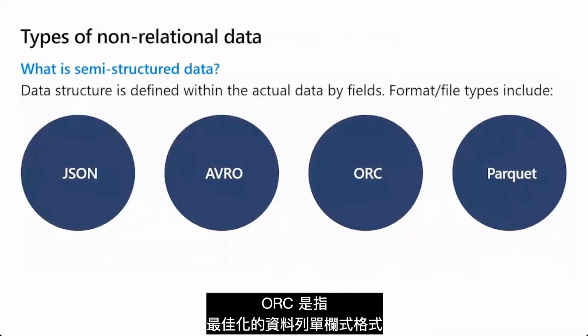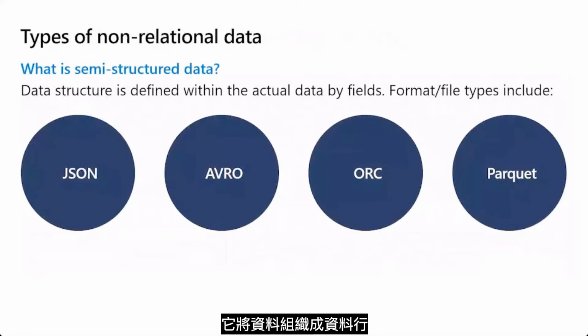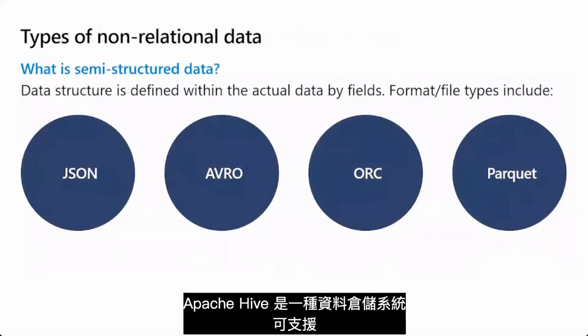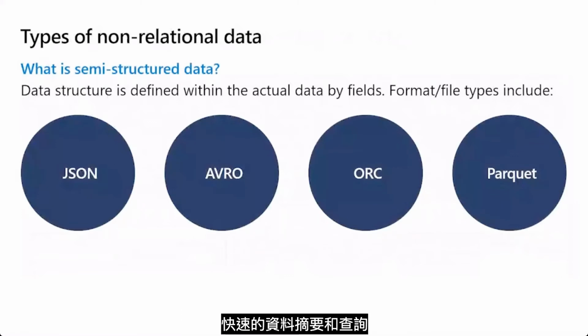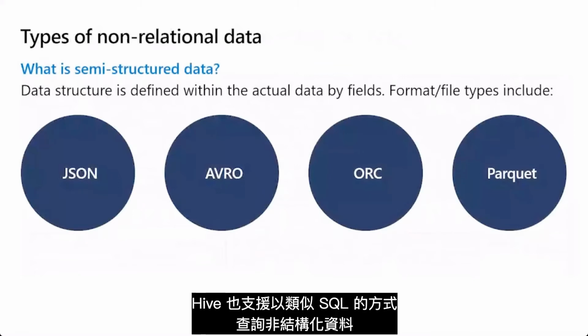Now, ORC stands for Optimized Row Columnar format, and it organizes data into columns rather than rows. It was developed by Hortonworks for optimizing read and write operations in Apache Hive. Apache Hive is a data warehouse system that supports fast data summarization and querying over very large data sets. Hive also supports SQL-like queries over unstructured data.